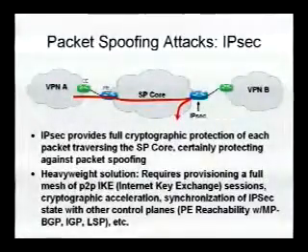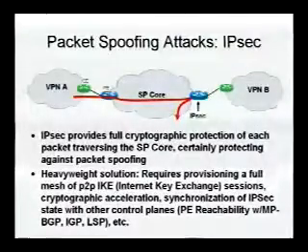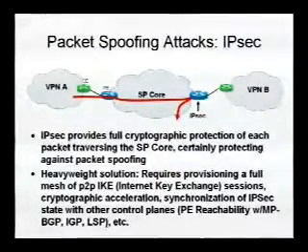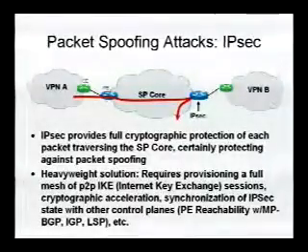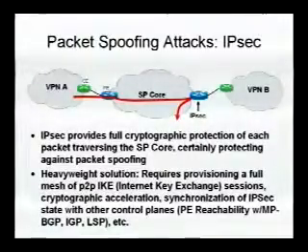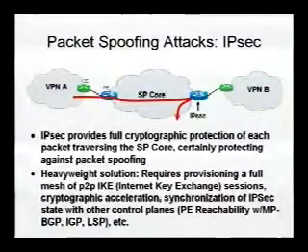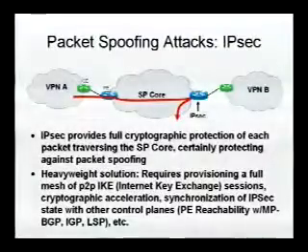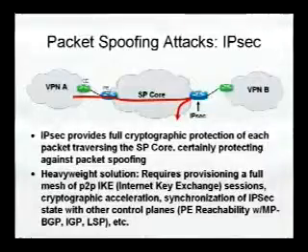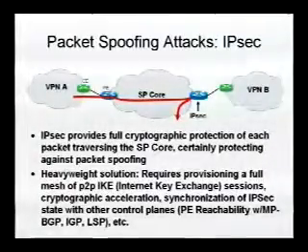So with IPsec, the authentication model looks very similar. The packet is received. Rather than checking a 64-bit cookie, I'm going through a whole packet authentication. And it provides full cryptographic protection of each packet traversing the service provider core for the VPN service, certainly protecting against packet spoofing. It's heavyweight, requires provisioning a full mesh of point-to-point IKE, cryptographic acceleration (matching a 64-bit value is a lot easier than performing crypto across an entire packet), synchronization of IPsec with control planes, etc.